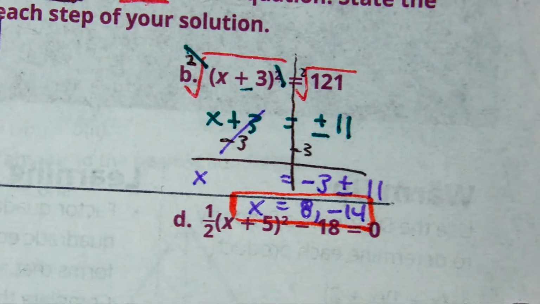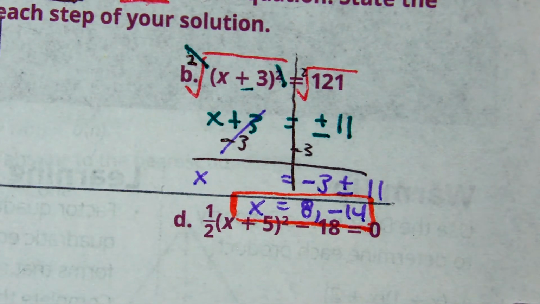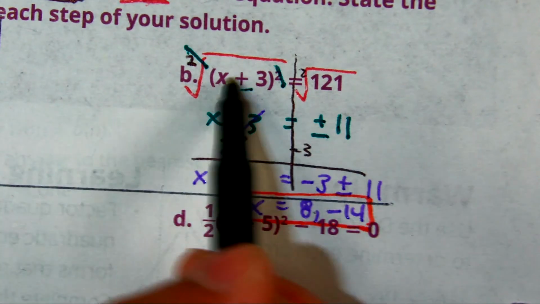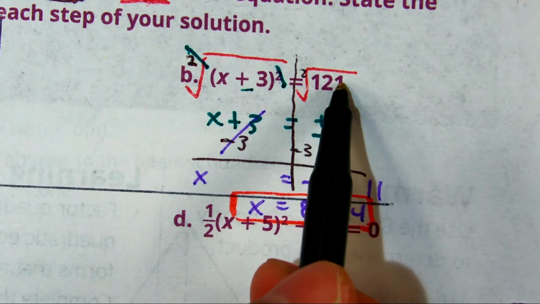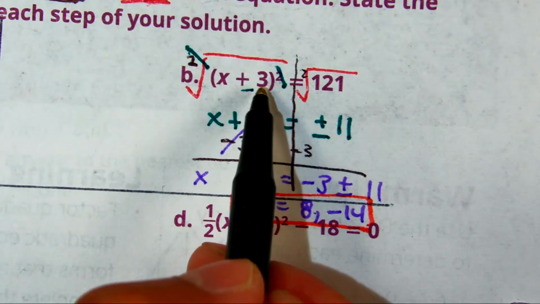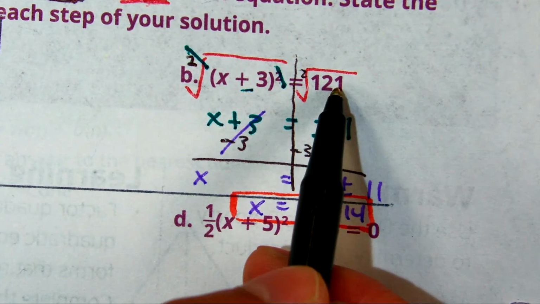Remember, you can always check your answer and plug it into the original equation. 8 plus 3 is 11. 11 squared is 121. Negative 14 plus 11 is negative 11. Negative 11 squared is positive 121.